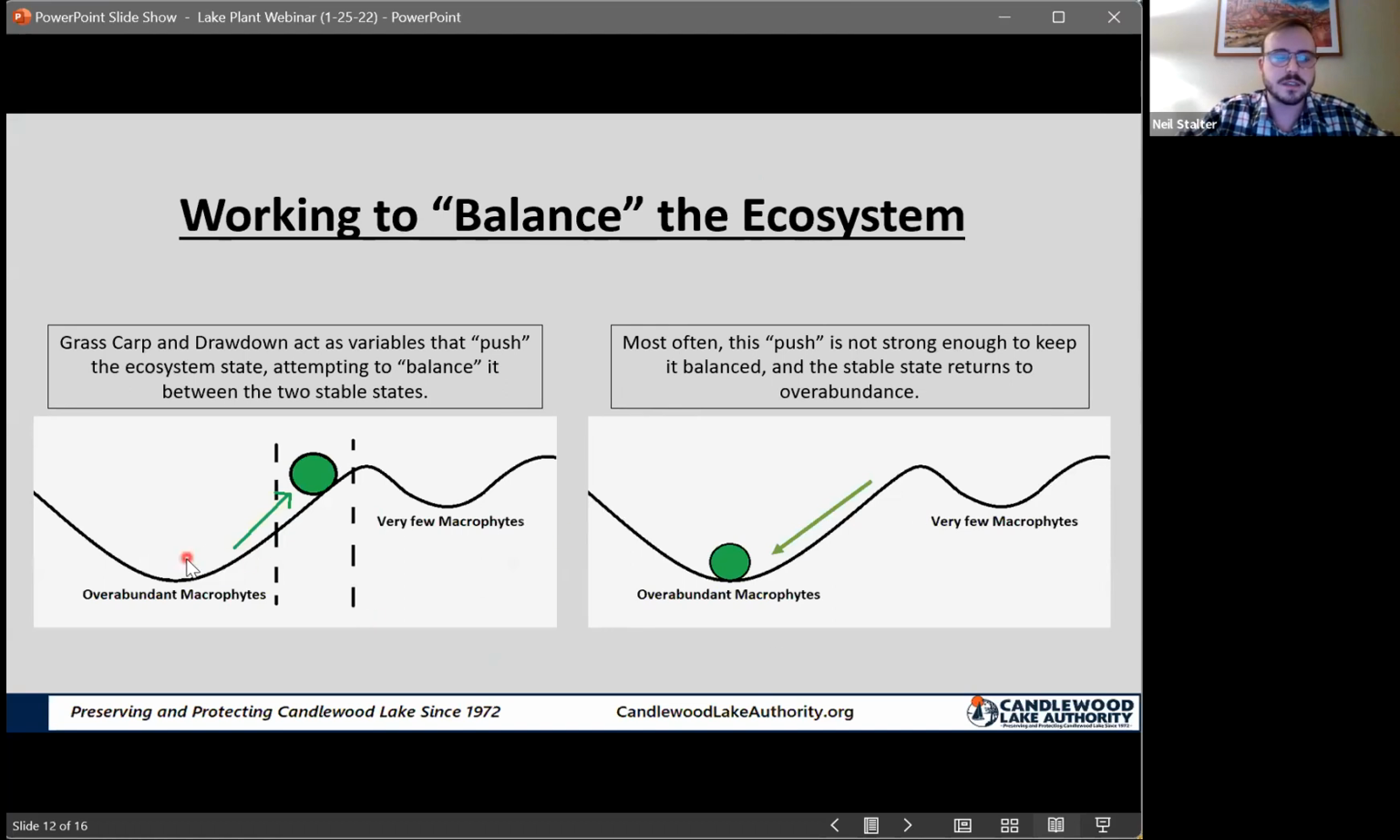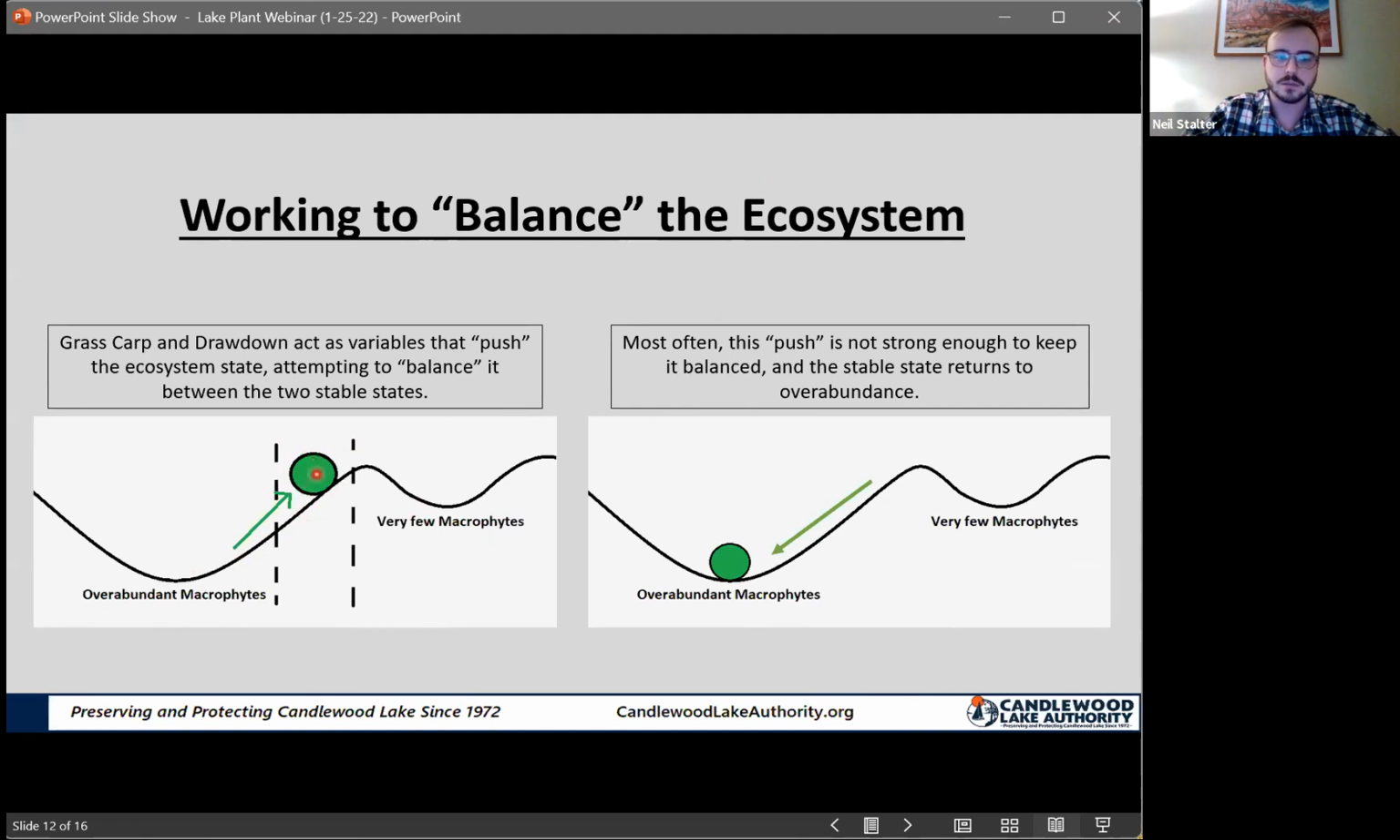Those are attempts to basically push the ecosystem ball, this green ball that represents Candlewood's plant ecosystem, up this hill a little bit, to balance it at a point in between these two stable states where there's a healthy amount of plant material, both for the lake's ecosystem and for recreation, for swimming, for fishing, all the things that we love to do on the lake. As you can imagine, we're talking about a literal balance here. And so this is a tough balance to strike.